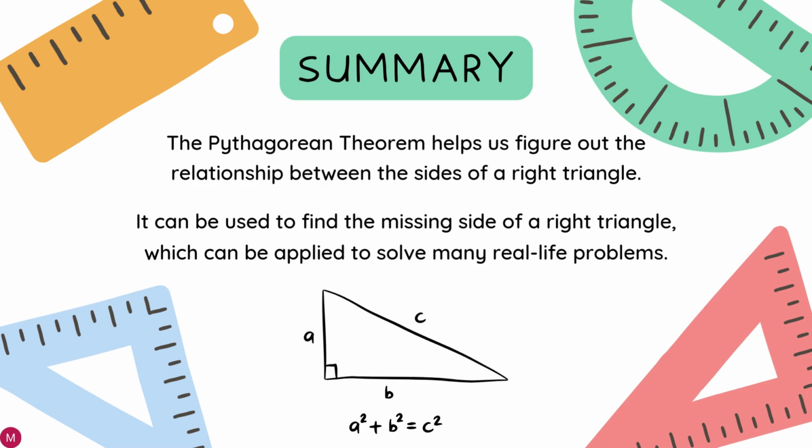The Pythagorean theorem helps us figure out the relationship between the sides of a right triangle. This theorem is super useful because it lets you find the length of one side if you know the lengths of the other two sides. You can use it in real-life situations like measuring distances or building things.